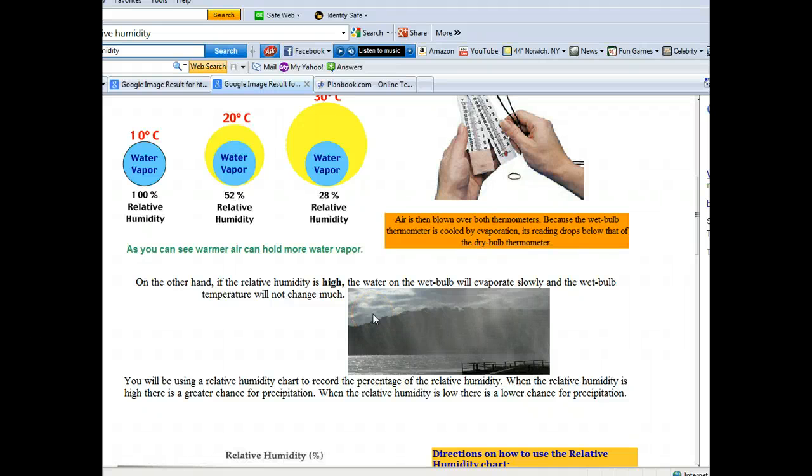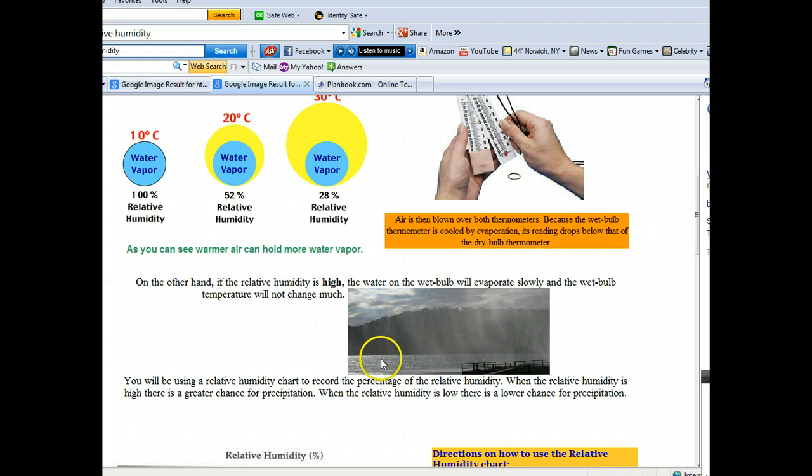Okay, so this is part two of relative humidity notes, and what you're going to do in this one is really figure out how to calculate relative humidity and dew point. It's a really easy thing if you remember a couple steps, and it's important because it helps us to figure out if it's going to rain.